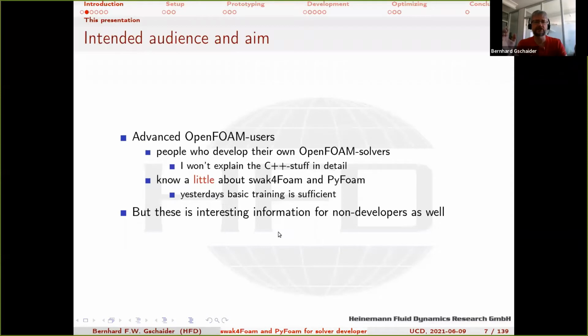The intended audience for this is people who develop their own stuff in OpenFOAM. Some of you do it for a living, some of you do it for their thesis. You should know a little bit about swak4Foam and PyFoam, but not too much. For instance, yesterday's training is absolutely sufficient. But the things that I'm going to present here are interesting for non-developers as well.